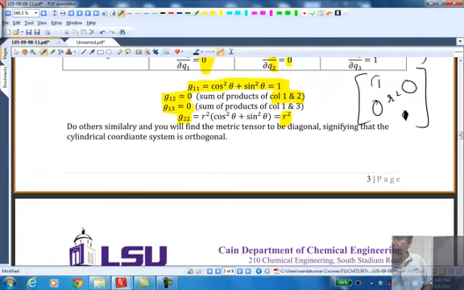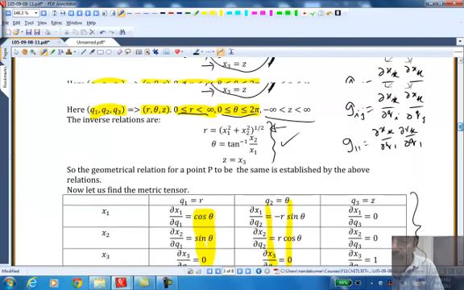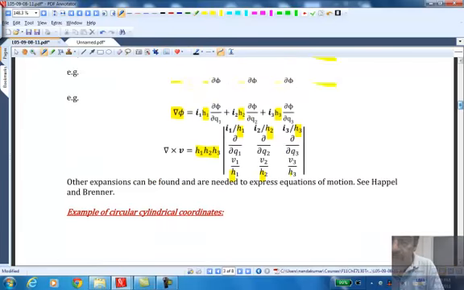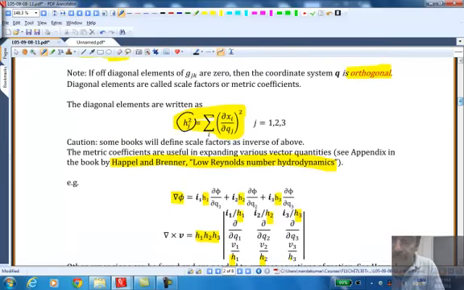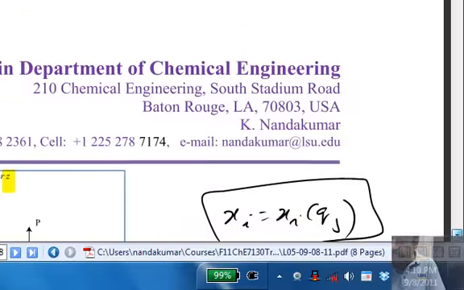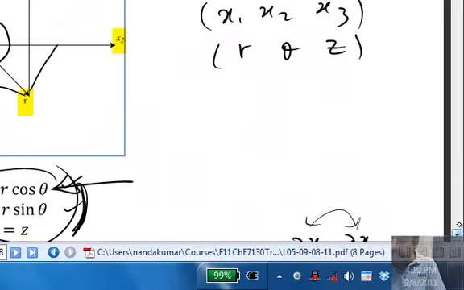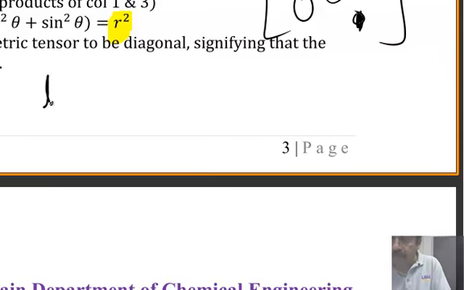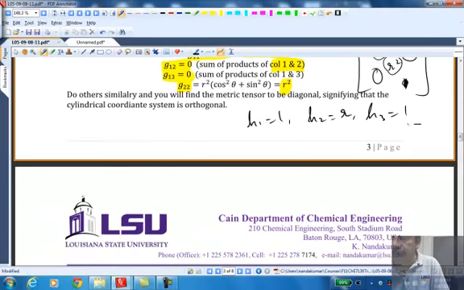And the metric coefficients, which are defined as h squared, if you go back to the definition, here you have to be careful. h square is defined as the summation of (dx_i/dq_j) squared. So h itself will be equal to r in this case, because h square is r square. So the metric coefficients for the cylindrical coordinate system, h1, h2, h3: h1 will be 1, h2 will be r, and h3 will be 1.